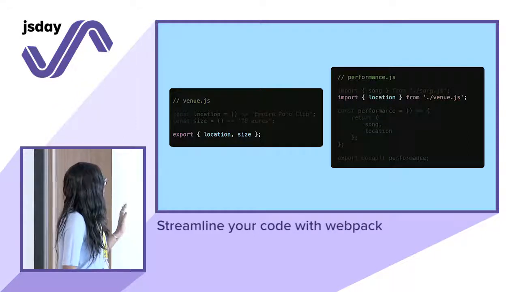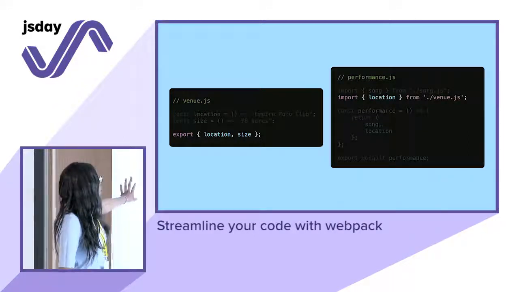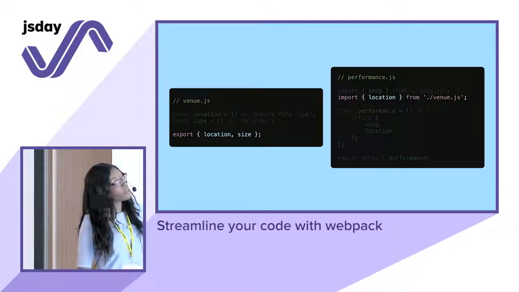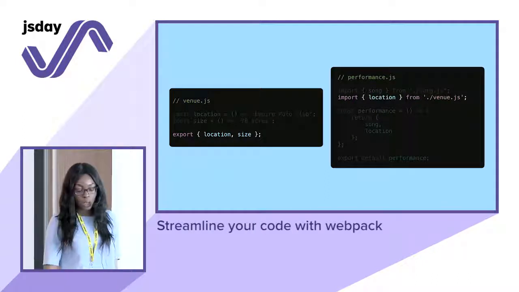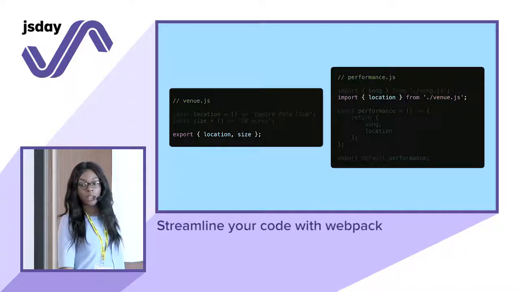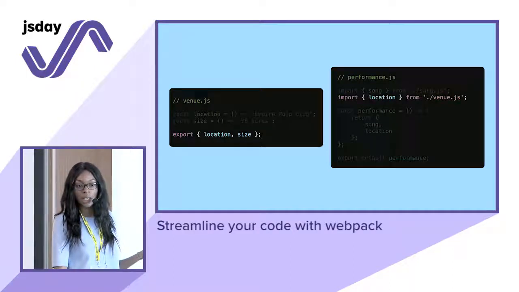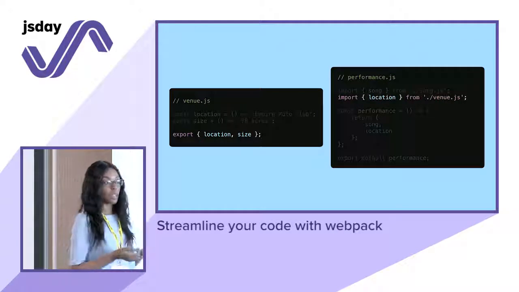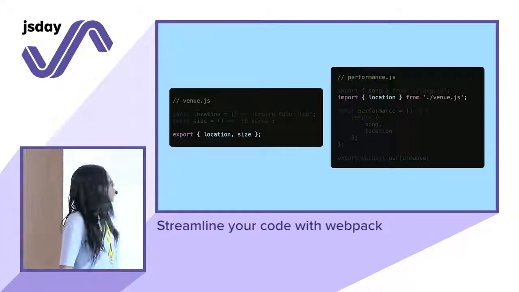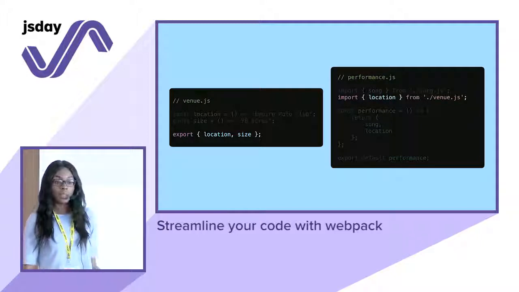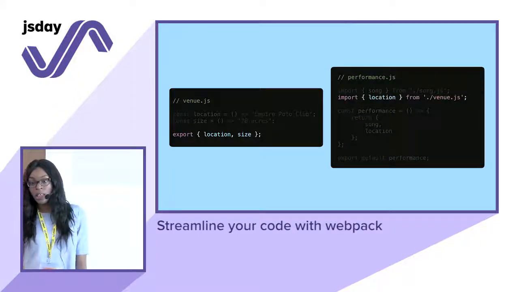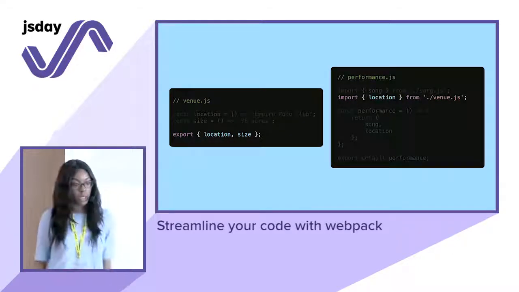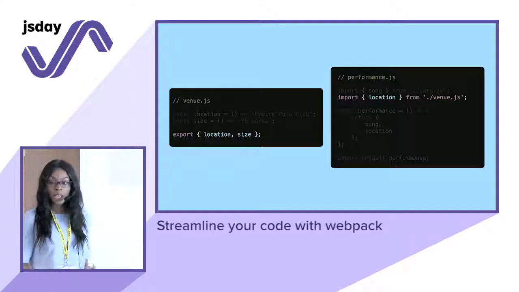And if we look specifically at the location here, in venue we export both location and size and make that available, but we're only using location. By default, Webpack will just remove size and all the code in the size functionality from the bundle that it creates and gives to your users, which is great because we don't want to have to give the users code that's not going to be run, and that's really good for our performance. And you get this for free by just using ES 2015 modules and Webpack together.